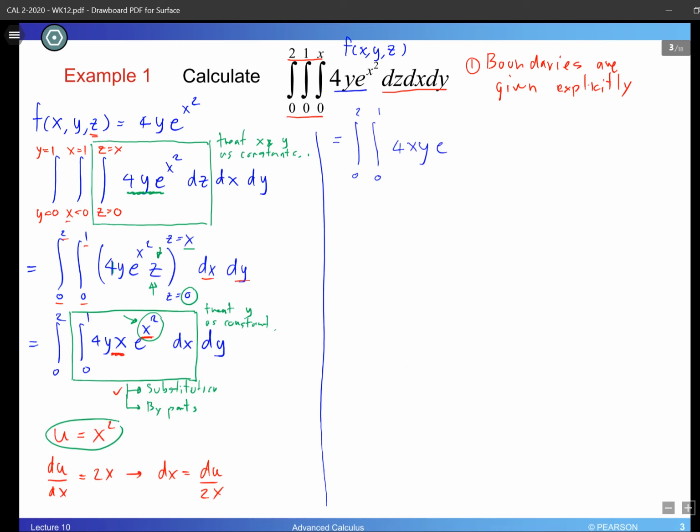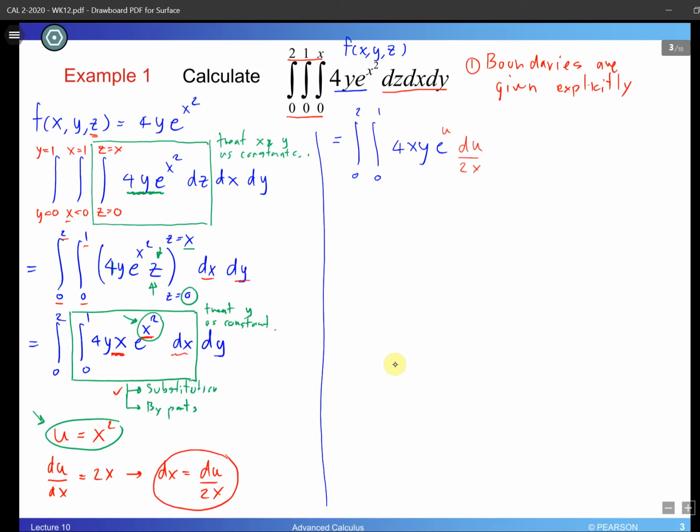I want x squared to be equal to u, like this. So at this point, this is going to be e to the power of u. Let's use red for that, u. Now dx right here, I am going to use this instead. dx equal to du over 2x. So it's going to be du over 2x.